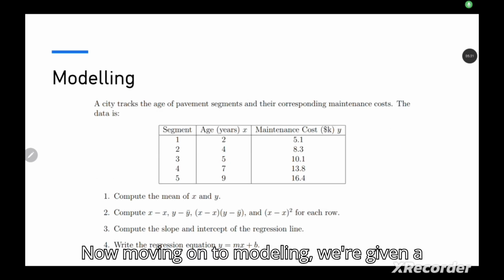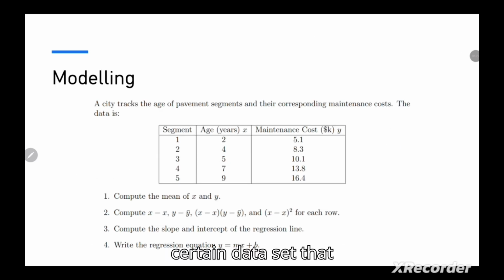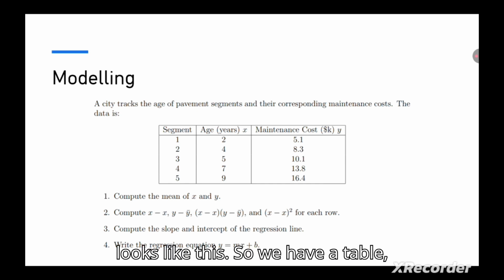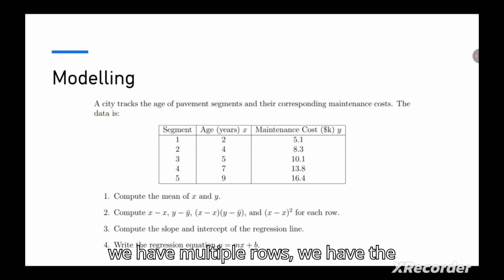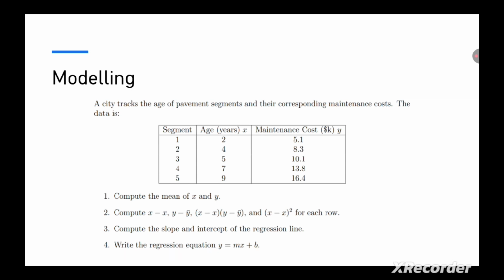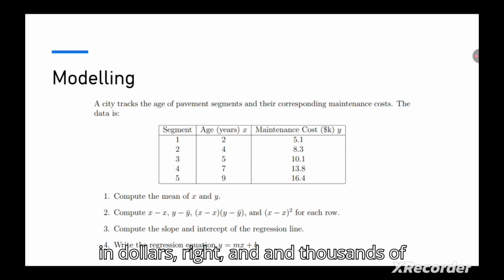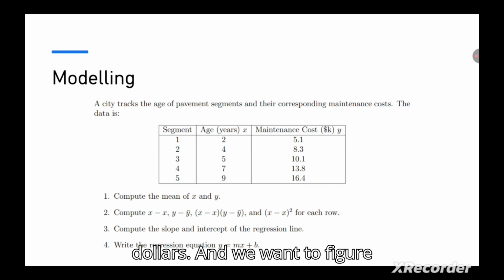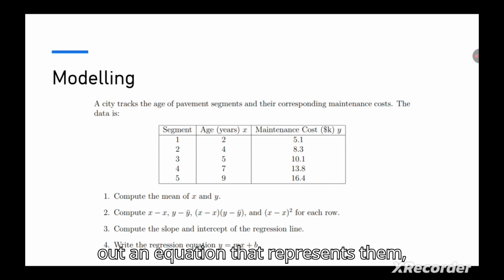Now, moving on to modeling, we're given a certain data set that looks like this. So we have a table, we have multiple rows, we have the X, which is the age, and then we have the maintenance cost in thousands of dollars, right? And we want to figure out an equation that represents them.